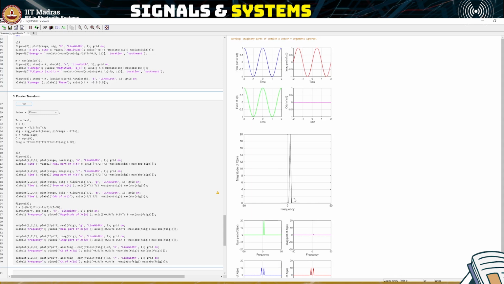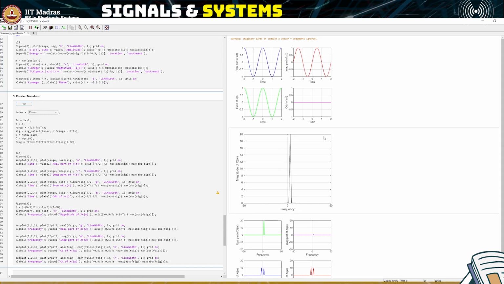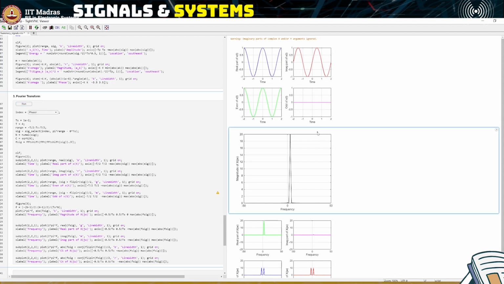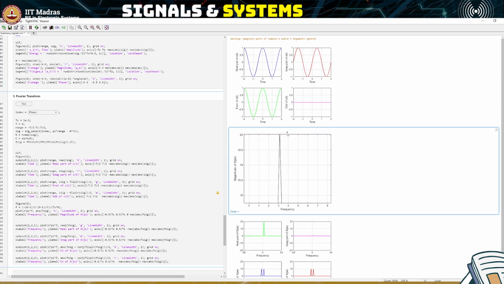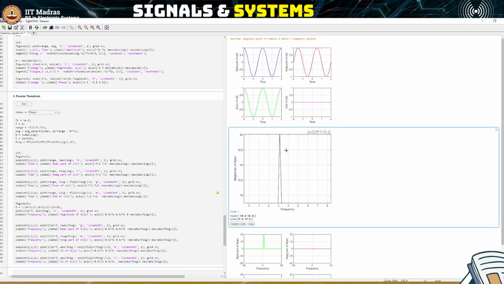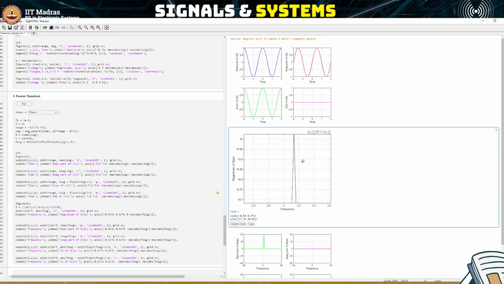And what should be the frequency? Because here we have chosen the frequency as pi radians per second, we should also see an impulse at pi radians per second. Let us see if we are seeing that. So let us just zoom in where this peak is observed. As you can see, the peak is observed at 3.14 something, which is exactly pi. So we are seeing a peak at exactly pi, which is the impulse.